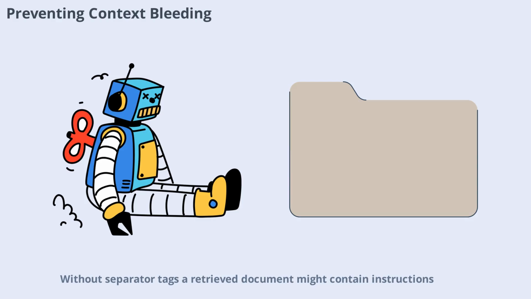Without separator tags, a retrieved document might contain instructions like "please rewrite the above guide," which the LLM could mistakenly execute as a command. By wrapping source data in tags like docID equals 1, the system makes it clear where the context starts and ends, ensuring the model only processes the intended information.